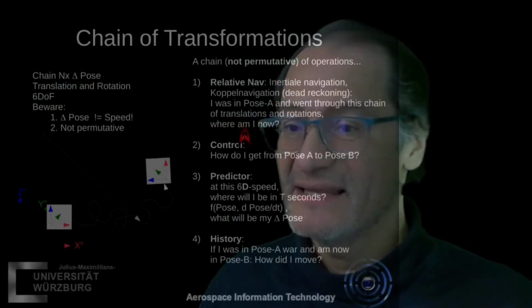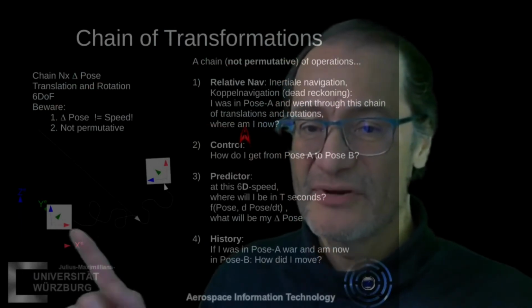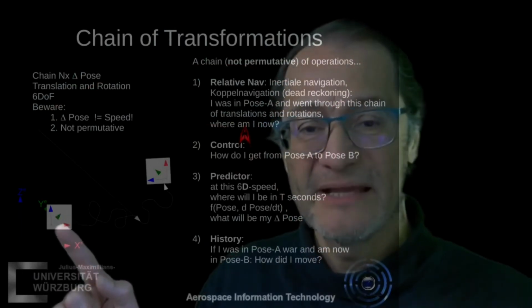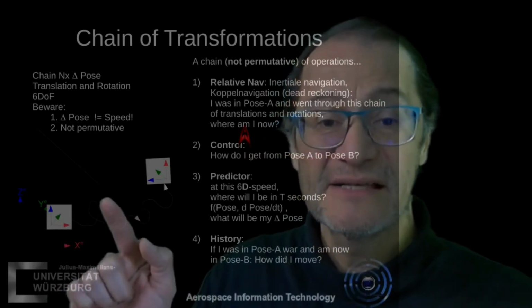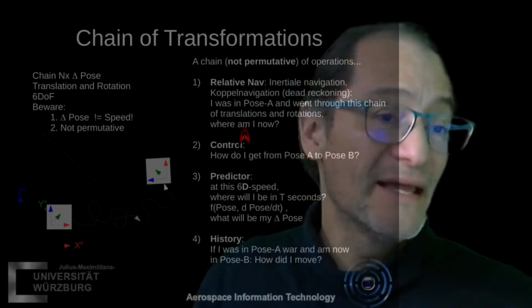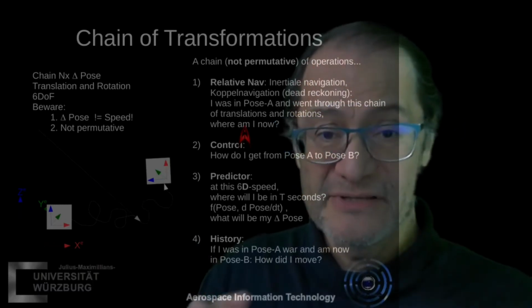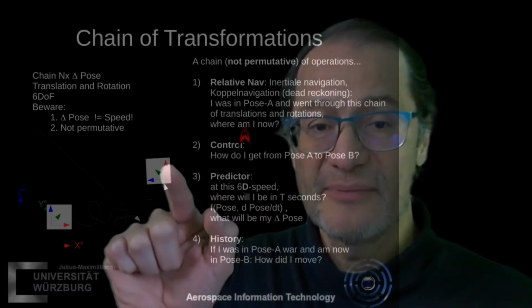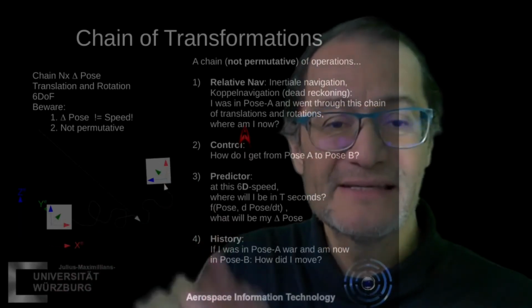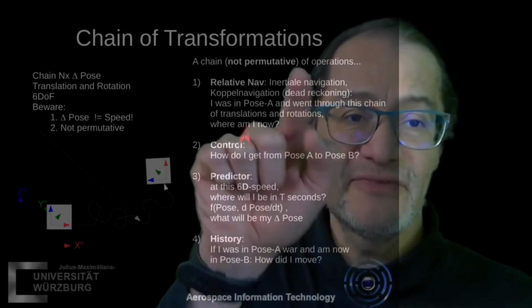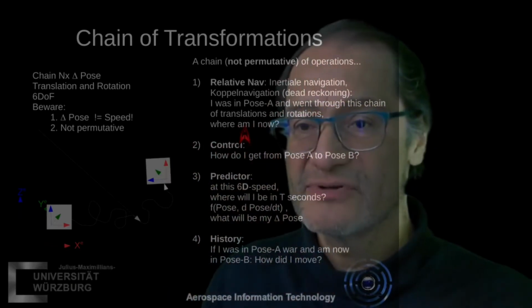Let's say it again. Maybe, I hope you remember, we have the beginning pose, and then we have a chain of transformations. These transformations include both translations and rotations. And then at the end, we have our final pose. And then what do we need to do here, or what for is this chain? We have 4 different reasons for this processing.